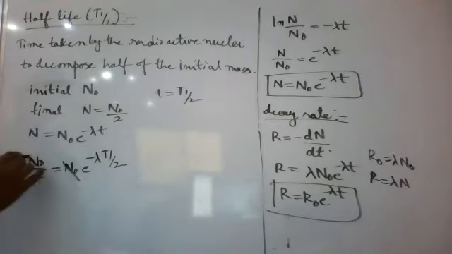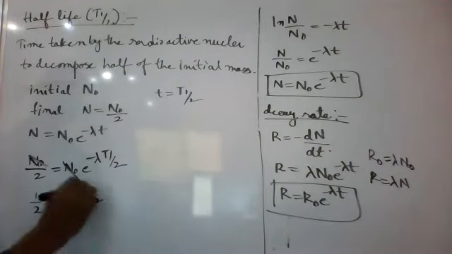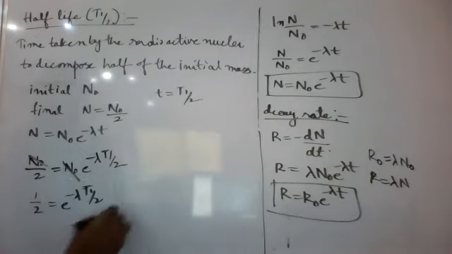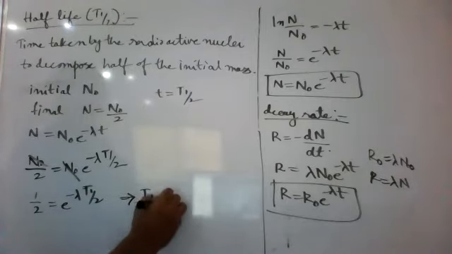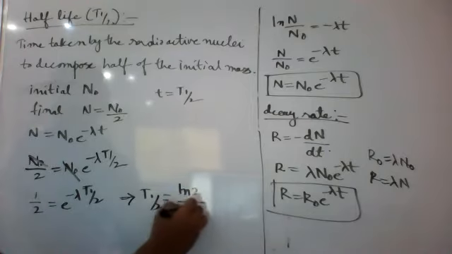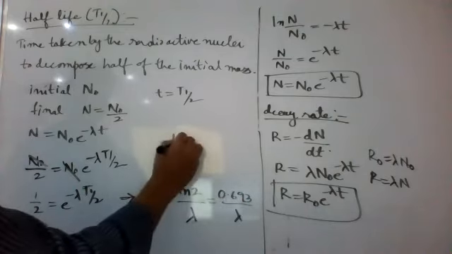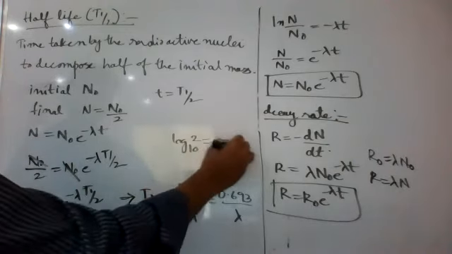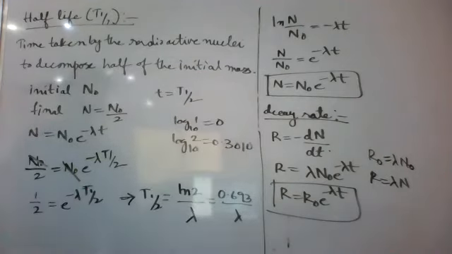So N0 will get cancelled. The answer is 1 by 2 equals e to the power of minus lambda T half. So in this case, T half is equal to ln 2 divided by lambda. So ln 2 is equal to 0.693 by lambda. Actually, log 2 to the base 10 is 0.3010, and log 1 is 0. Just multiply 0.3010 with 2.71 and you will get 0.693 by lambda. This is the T half value.